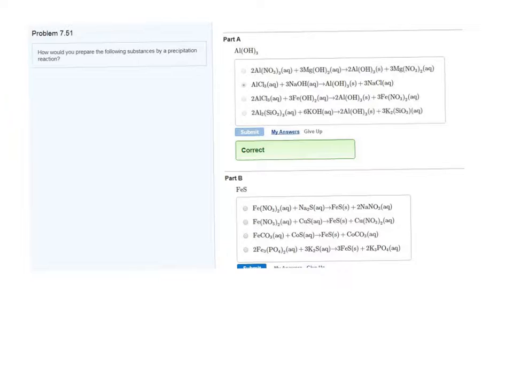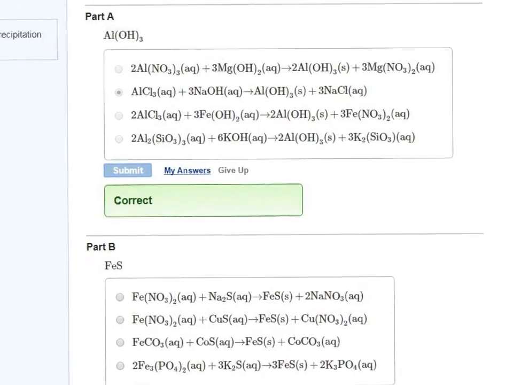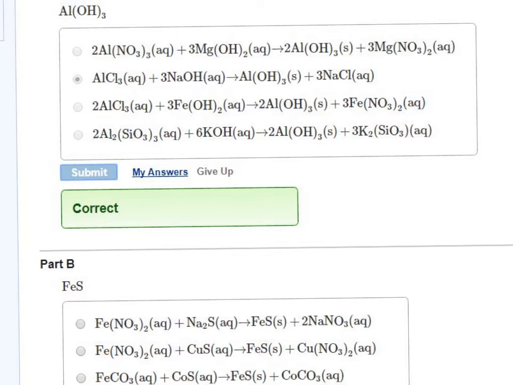If we just take a look at this first one here, what you notice is aluminum nitrate. Good, that's soluble. Here's where the problem is. Magnesium hydroxide is actually insoluble. That should be a solid, so you can't prepare aluminum hydroxide with it.